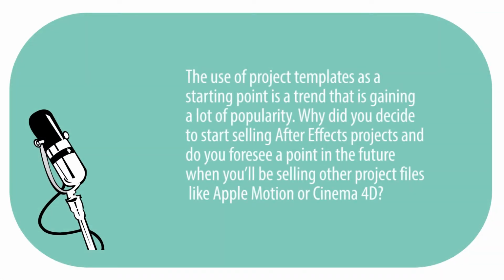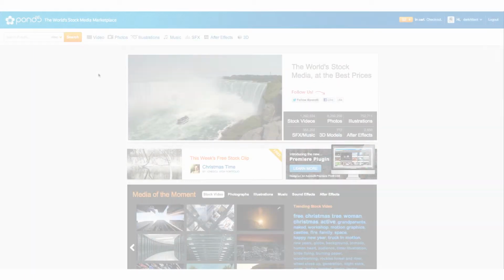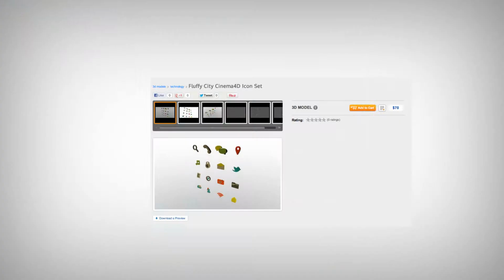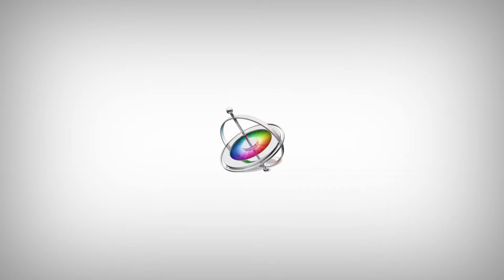So, Tom, the use of project templates as the starting point is a trend that's gaining more and more popularity. Why did you start selling After Effects projects, and do you see a point in the future when you'll be selling other project files like Apple Motion or Cinema 4D? Yeah, absolutely. To answer the latter part of the question first, we're definitely looking at Motion, and we've added Cinema 4D 3D models. But on the template side, Apple Motion is certainly interesting.